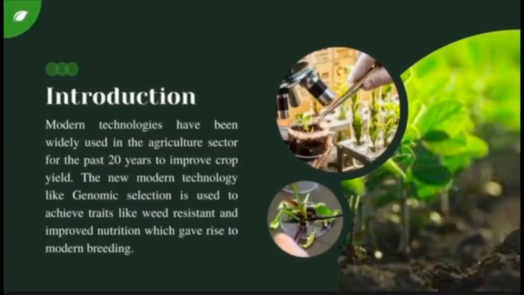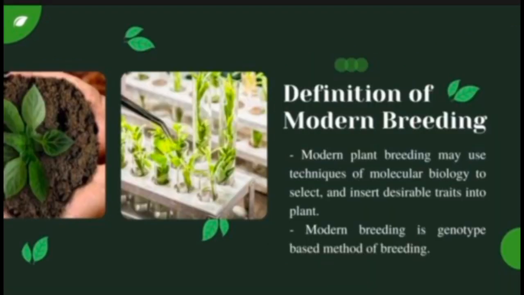Modern technologies have been widely used in the agriculture sector to improve the crop yield. Modern breeding may use techniques of molecular biology to select and insert desirable traits into plants. Modern breeding is a genotype-based method of breeding. It is done by isolating a gene from an organism that has the features that we want to impart into a plant. Through this technique, the inserted genes into crops are able to make the crop resistant but harmless to humans.